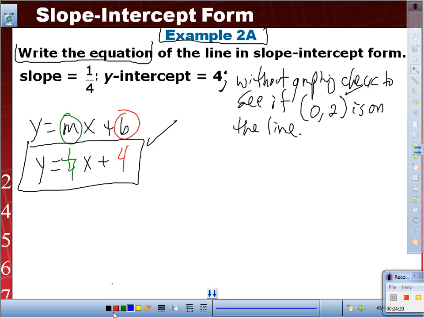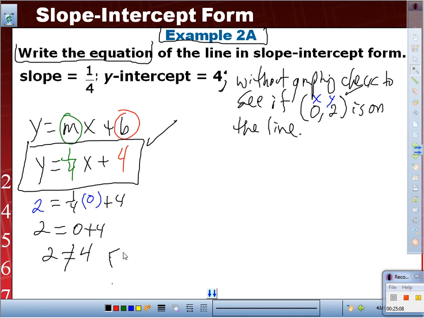I heard some of you say you substitute the x and y. Yes? Who saw that this point has an x value and a y value? Who sees that we have an x and a y here? So what do we do? Substitute that in here and let's check. For y, this becomes 2. X, this becomes 0. I bring everything else down: the equal, the 1/4, the plus 4. 2 equals, what is 1/4 times 0? 0 plus 4. What is 0 plus 4? Is 2 equal to 4? No, this is false. If it's not true, then this is not on the line.